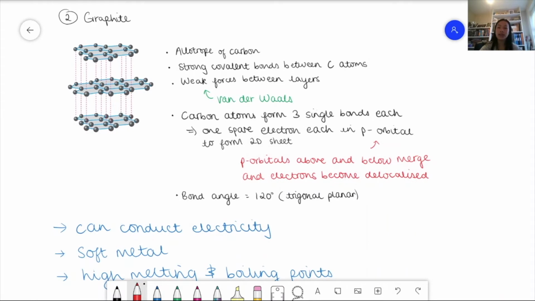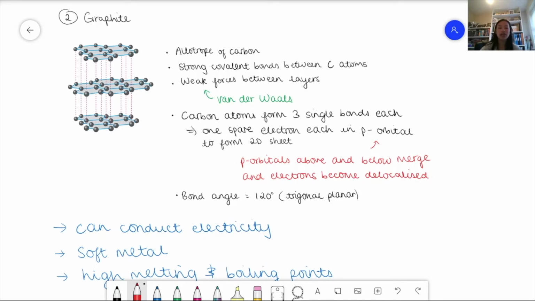The second example is graphite. And this is another allotrope of carbon. So it's also made up of just carbon atoms. There's very strong covalent bonds between the carbon atoms. So in the hexagons that we can see here, for example, all of these blue lines are strong covalent bonds, but there's weak forces between the layers, and we're going to learn later that they're called van der Waals forces, and these are the red dots.